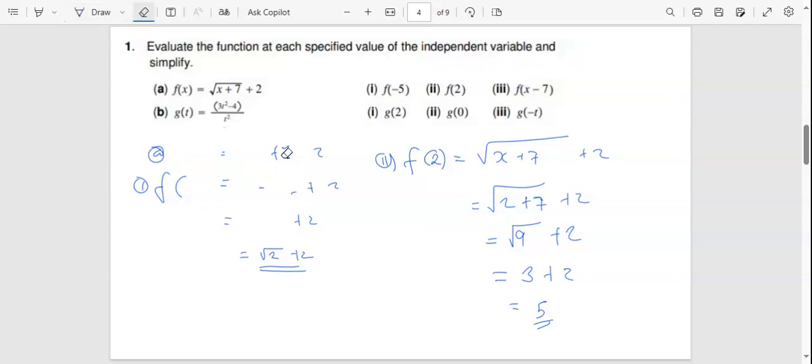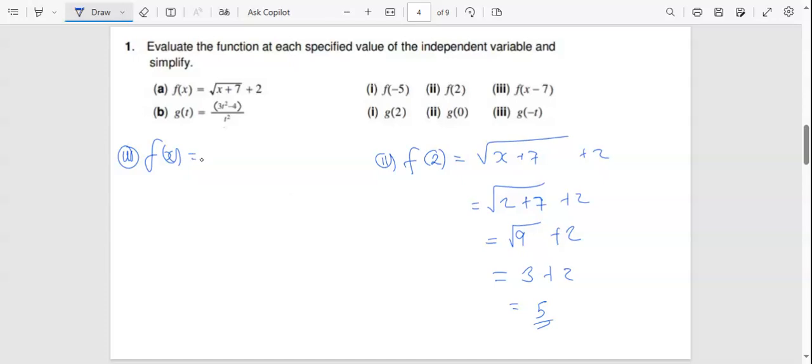Also solve the other ones, and it's just the same thing. Wherever there's x, you put what they have given you inside the function. We are only interested where x lies. Now for the third one, f of x we know is root of x plus 7, then plus 2. Wherever there's x, I'll put x minus 7, so x minus 7 plus 7, plus 2.